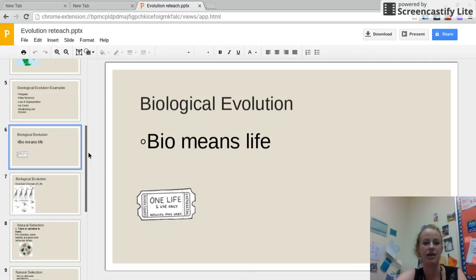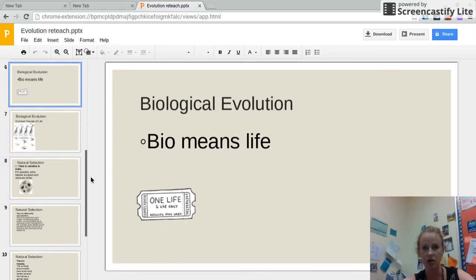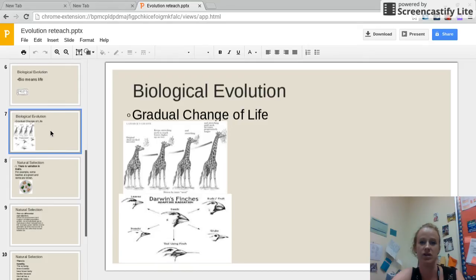Then we have biological evolution. We know that bio means life. So if you read a biography, you read a story about somebody's life. Some examples of biological evolution that you guys should be familiar with is we have the giraffe, whose neck over time became longer and longer to be able to reach the plants.